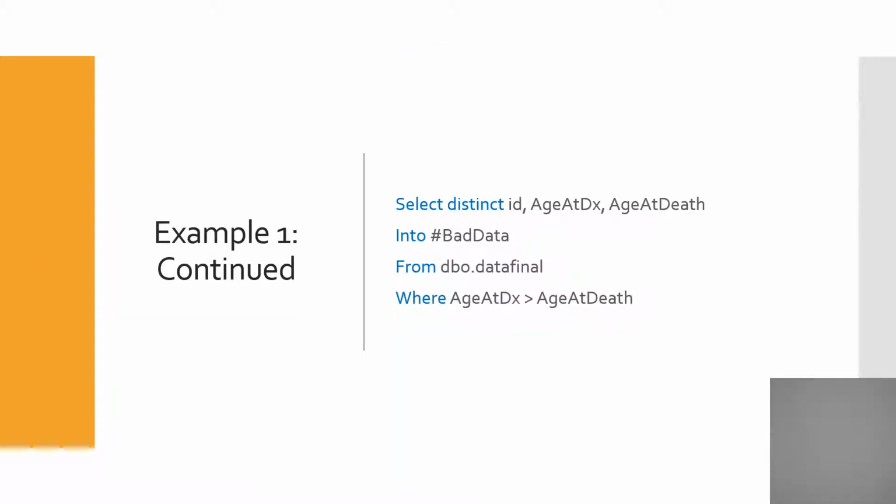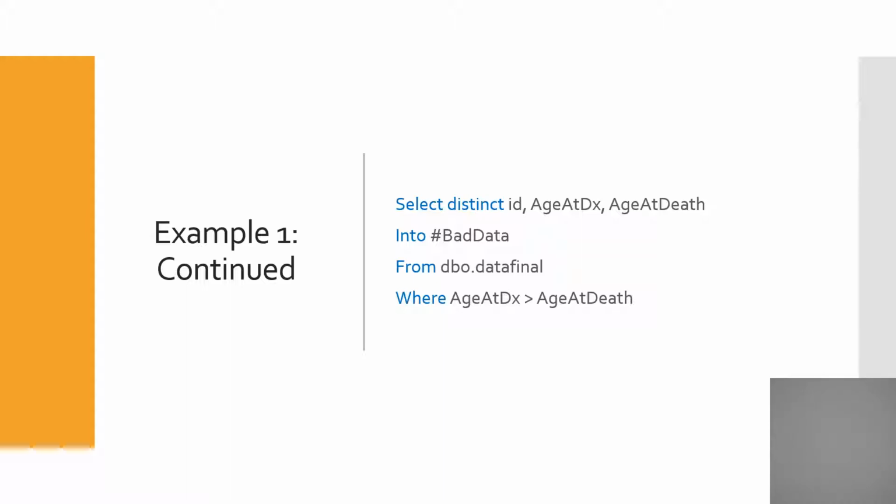In order to clean the data in example 1, we use the code before you. The select command is used to filter data and is followed by the column names. Here we have ID, age at diagnosis, and age at death, which are all columns. We use the syntax distinct so the IDs that come up are all unique or different and not duplicated.